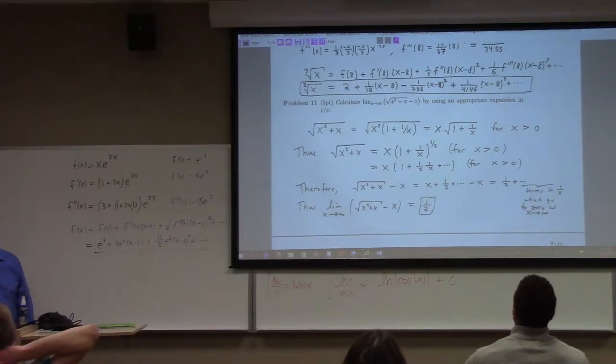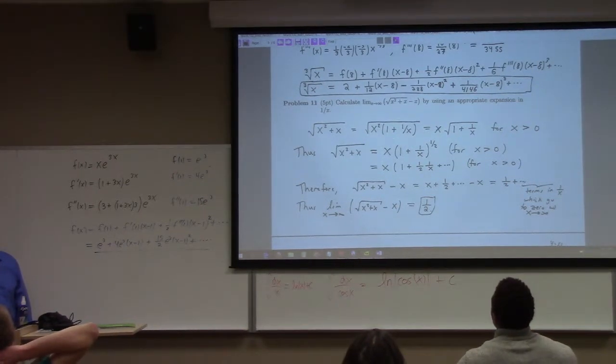Now, of course, the other way to do this would be what? You do some sort of rationalization argument, multiply by a root plus root, or something like that. Look at that as the square root of x squared minus the square root of x squared, and then you could do the algebra. But I think this is considerably easier than going down that algebraic path.